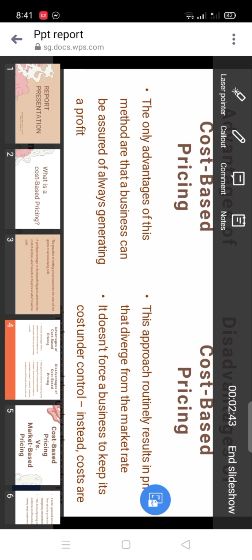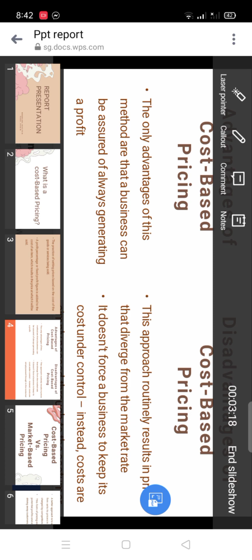So, the disadvantage of cost-based pricing. This approach routinely results in prices that diverge from the market rate, so that either the firm is selling at too high a price and attracting too few customers, or it is selling at too low a price and so is losing profit that customers would otherwise have been happy to pay.